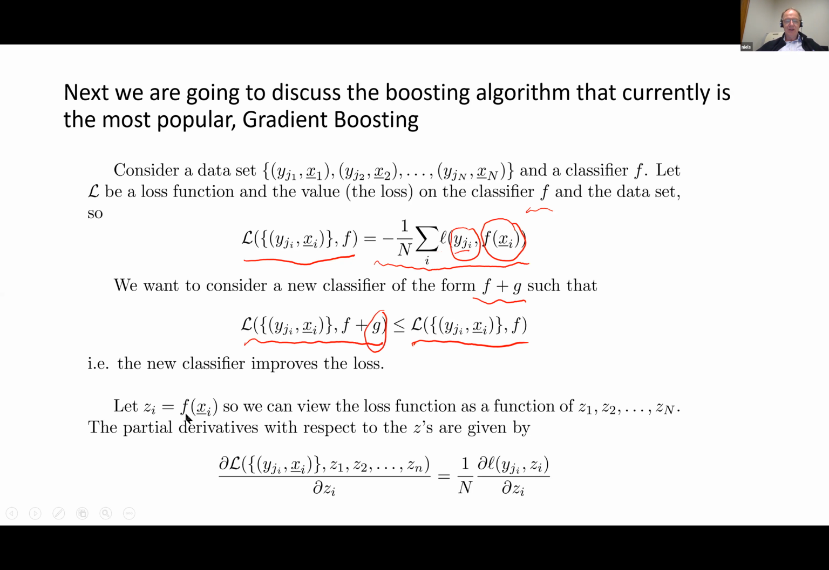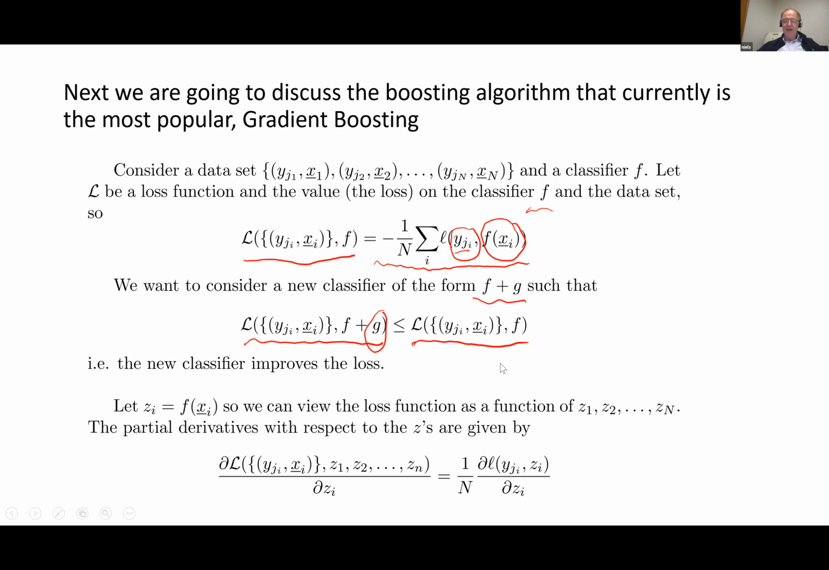So the way I'm going to do this is going to look at the values of my function here on each of the data points. Let me call that zi. So that's a number. So if I do that, then you can see the only thing that appears in the loss function are the values of this f on the data points. I don't need to know the values of f on every point. I just need to know it on the data points. So let me give those values on the data points names z1, z2 up to zn.